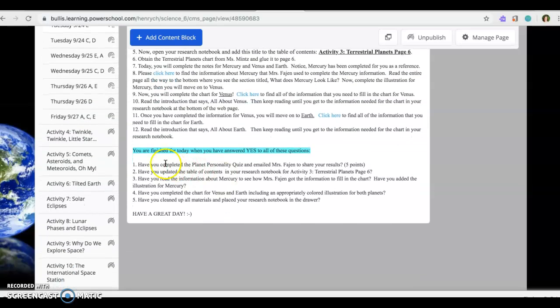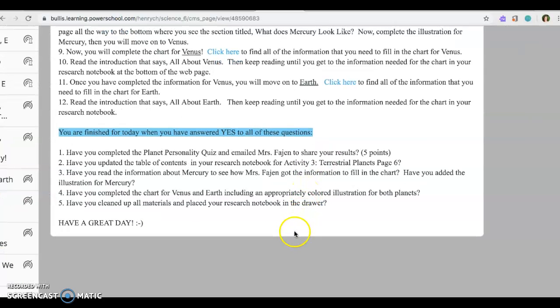So what you're going to do, boys and girls, is when you have finished your chart for Mercury, Venus, and Earth, I'm going to ask you to do your self-assessment to make sure that you have completed your tasks for today. So this includes, first of all, number 1, have you completed the planet personality quiz and emailed Ms. Fajan your results? I'm going to be looking out for those while I'm away. Have you updated the table of contents in your research notebook to say Activity 3, Terrestrial Planets on page 6?